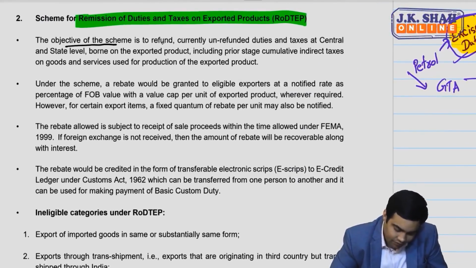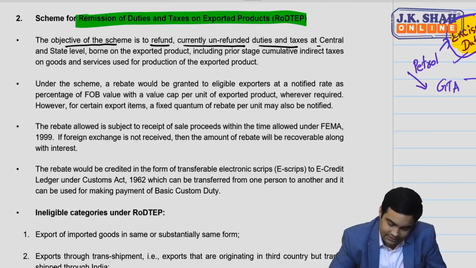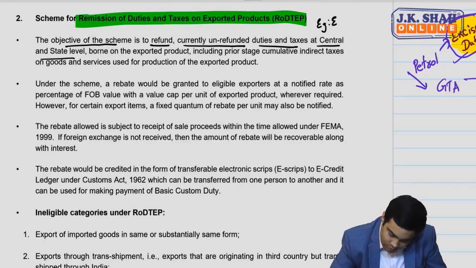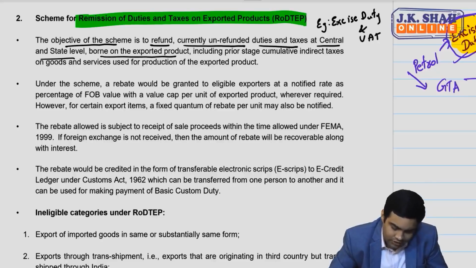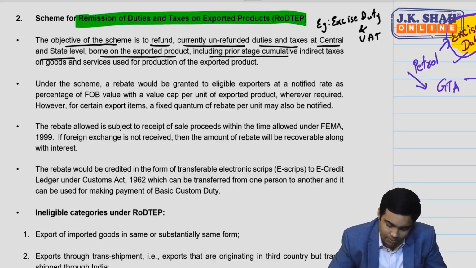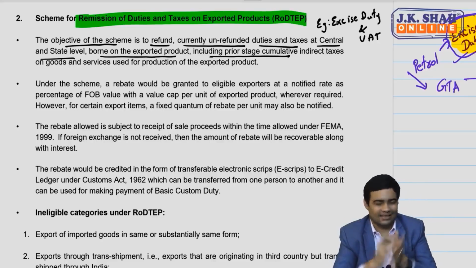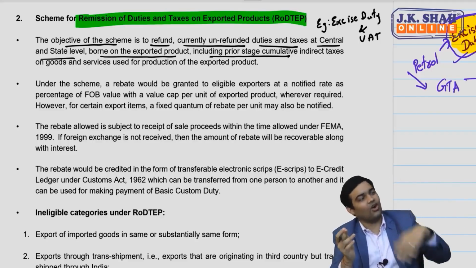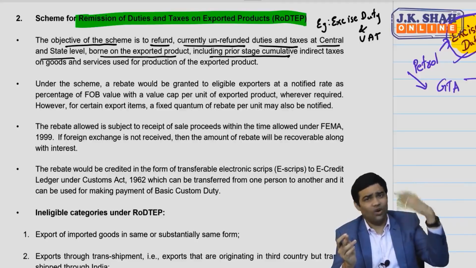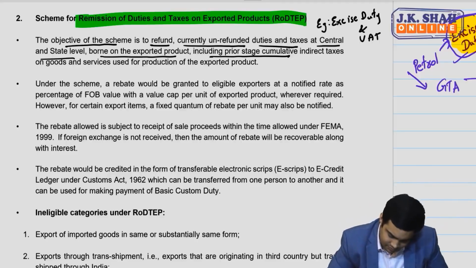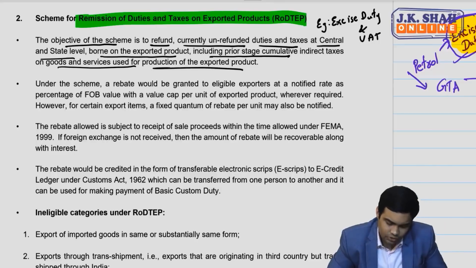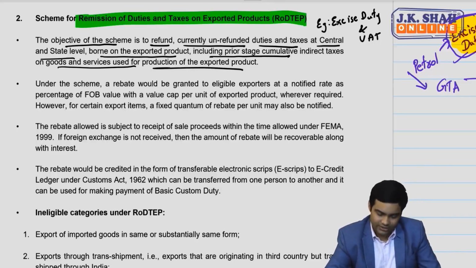The objective of the scheme is to refund currently unrefunded duties and taxes at central and state level. You can write example: excise duty and VAT, which is borne on the exported product, including prior stage cumulative indirect taxes. Maybe transporter or your supplier, they all would have incurred on goods and services used for production of exported product.